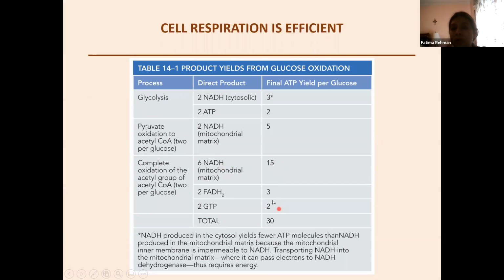The GTPs will lead to, essentially, one nucleotide being converted into the other, so you will get the same back. Instead of 2 GTPs, it will be converted to 2 ATPs. The FADH2 will lead to 3 ATP molecules, and your 6 NADH will lead to 15 more additional ATP molecules. And then the final total, once you get all of them together, would be your 30 ATP at the end of the day. That's your final yield.